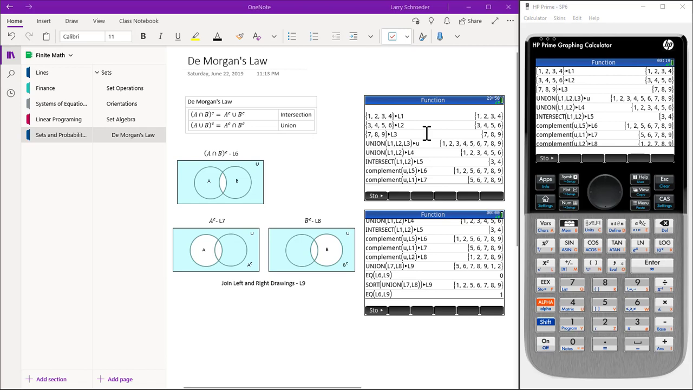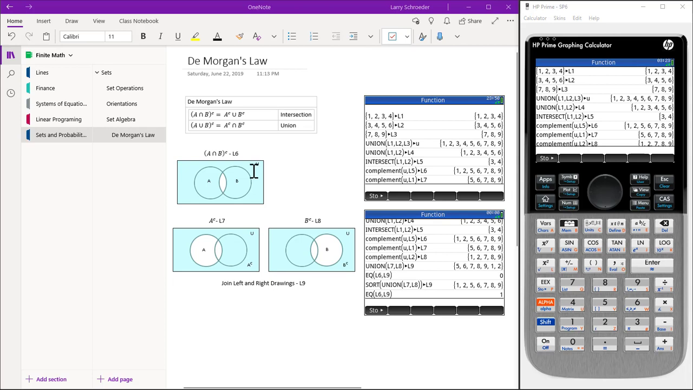We start off by setting up our initial problem and taking the union and the intersection of the sets L1 and L2. We're actually going to use the union for the second law. The intersection we're going to need for our first law.